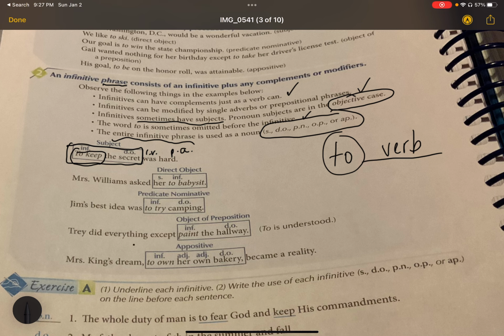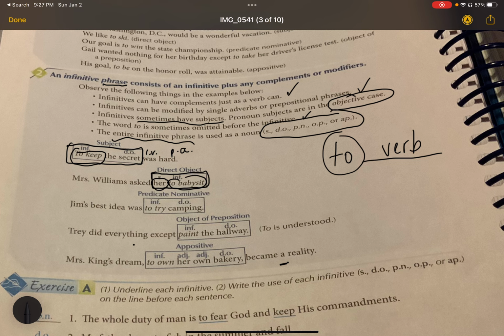So, what did Mrs. William ask? She asked this whole thing. She asked her to babysit. This phrase goes together. It's an infinitive phrase. To babysit is the obvious infinitive, but see this pronoun her? That is acting as the subject of the infinitive. Okay? So that's something that I don't think you covered in 7th grade. So it's kind of a new concept that infinitive phrases can include their very own little subject.